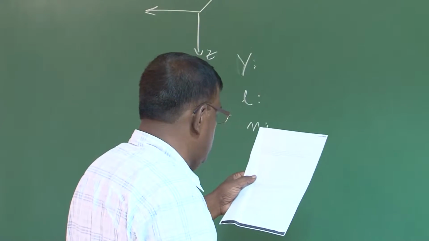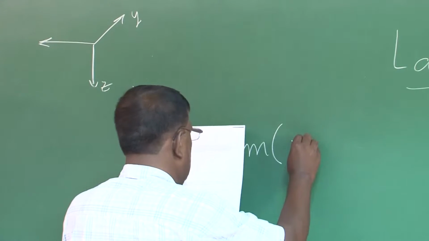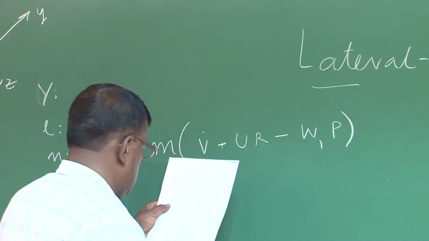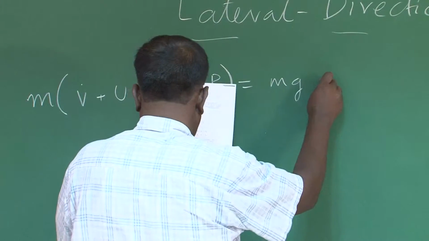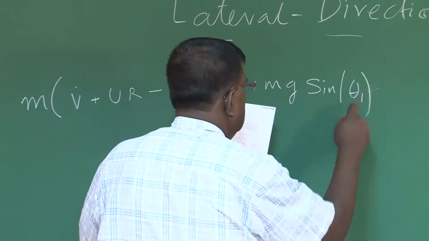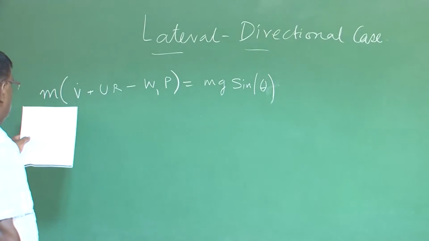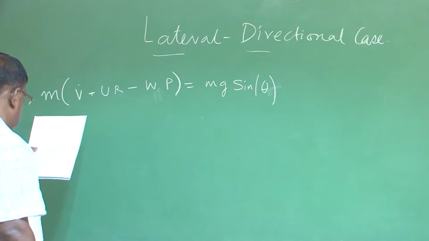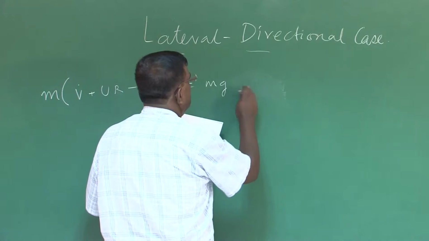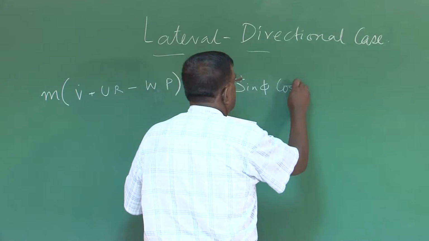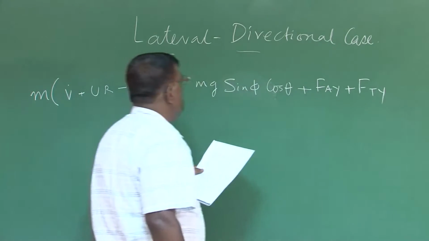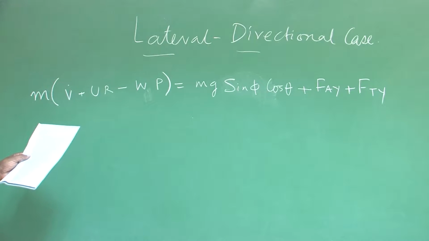I will take the y equation first, and if you recall, the equation was of the form m v dot plus u r minus w p is equal to mg sine phi cos theta plus F_A_y, and you can always write F_T_y. I don't put subscript 1 here at this point, as this is the general equation. This is the equation of motion along the y direction.